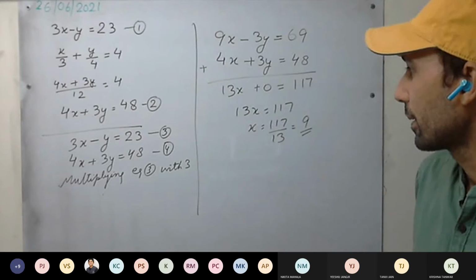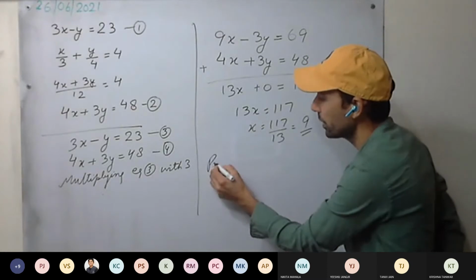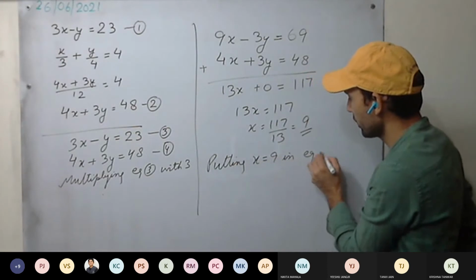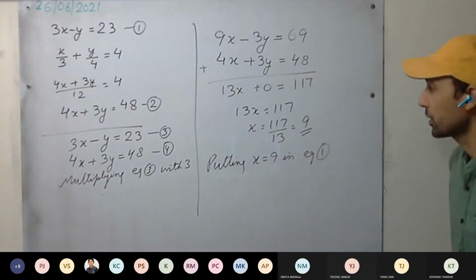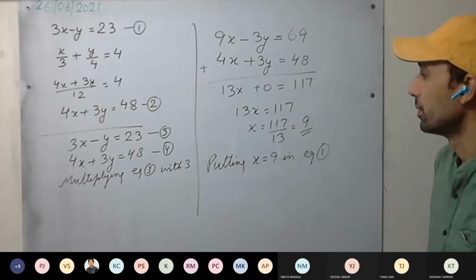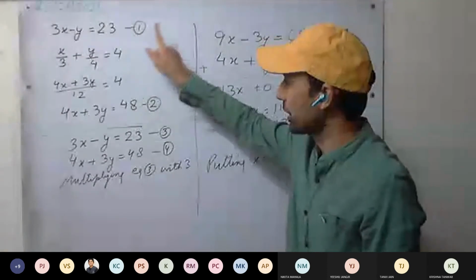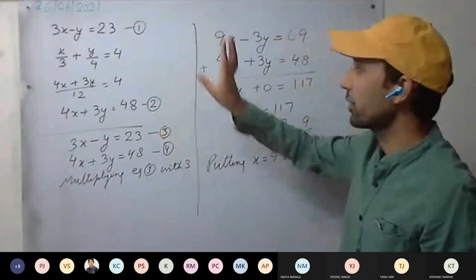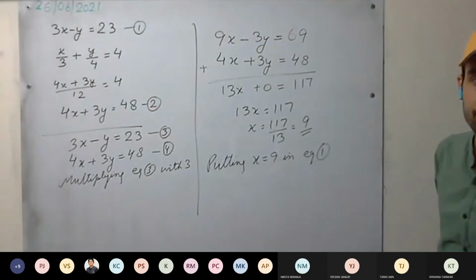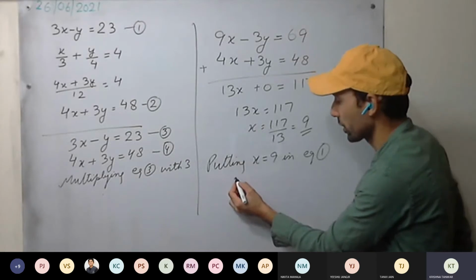Now calculate the value of y. You can use any equation; the first equation you can use as well. So putting x equal to 9 in the first equation, solve it. How much are you going to get? You can put it in any of the equations, here or here, anywhere. You will get the value of y, where y is equal to 4.